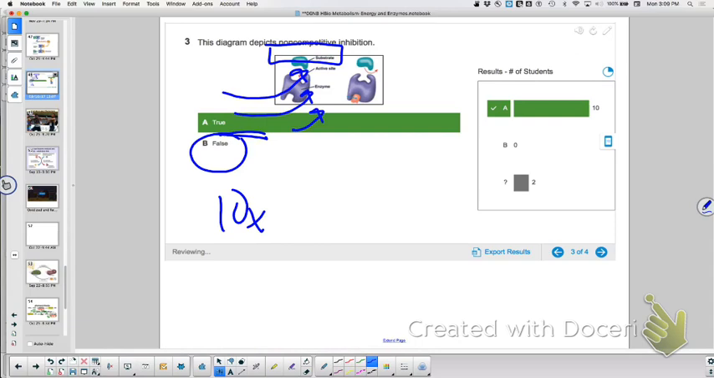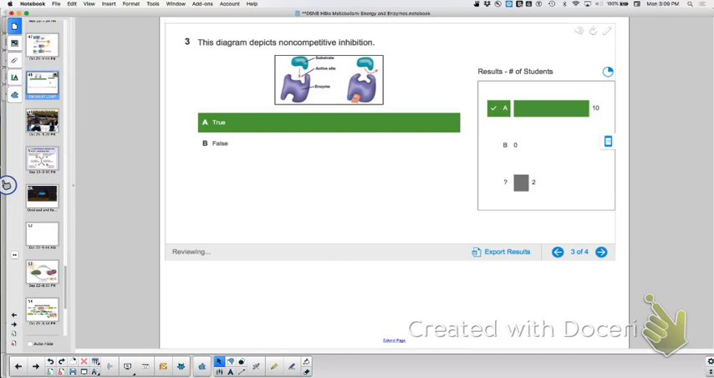Okay, number three that we can't see. Hashtag awesome sauce. You all got it right anyway. You said this was non-competitive inhibition. Why? You were right. Allosteric site. Give me a high five. Yeah, it's not on the active site.